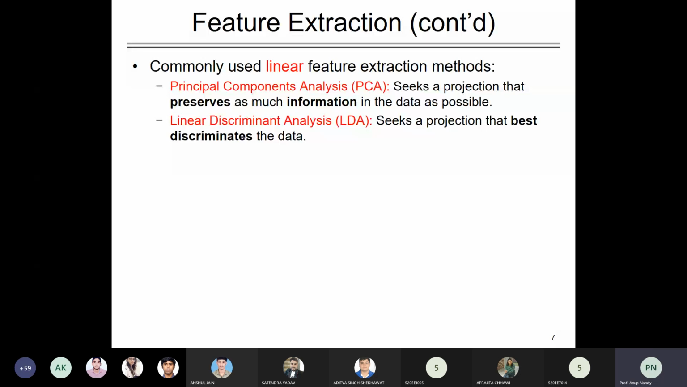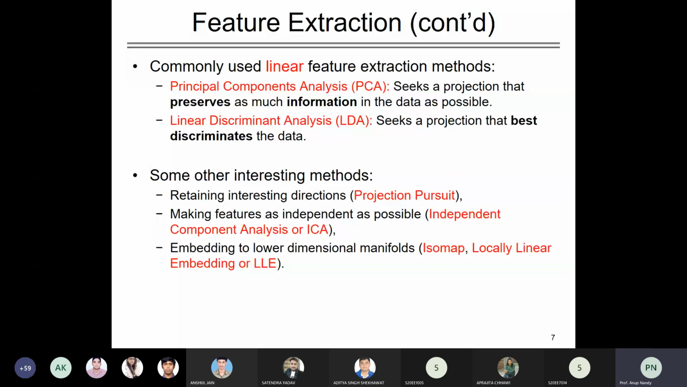Other interesting methods are also there. One is called projection pursuit, which you will have to read about if you want to explore it. It looks for interesting directions. Similarly, we have to find only those directions having maximum variance. Direction here simply means the direction having variance. This is called the component. A principal component is the direction having maximum variance.